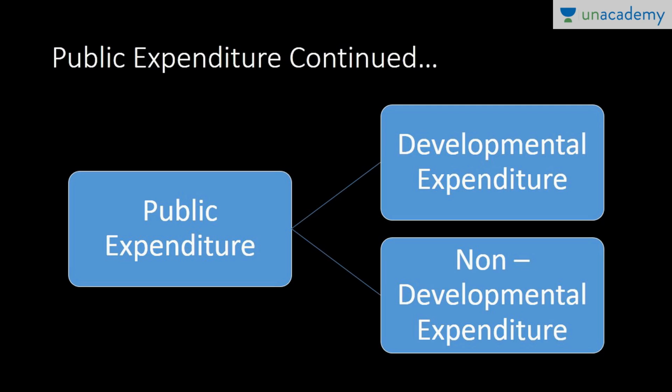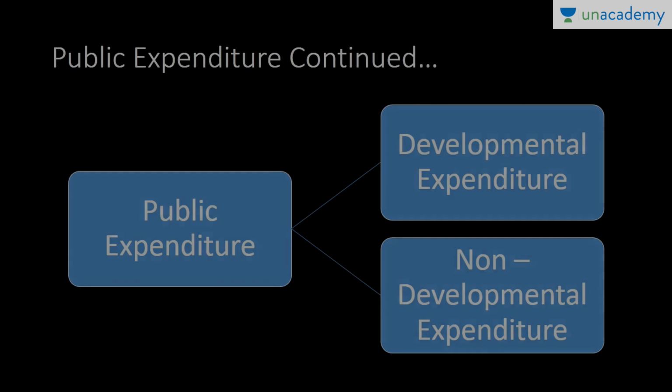We need more and more development expenditure, so that there is more and more infrastructure. It will attract more and more investment, and again it will lead to the increase of the standard of life. It will lead to the increase of employment. It will lead to the reduction of poverty. So we need to incur more and more development expenditure, and for that we need to make more and more public expenditure, because this development expenditure cannot be made by the private sector alone.